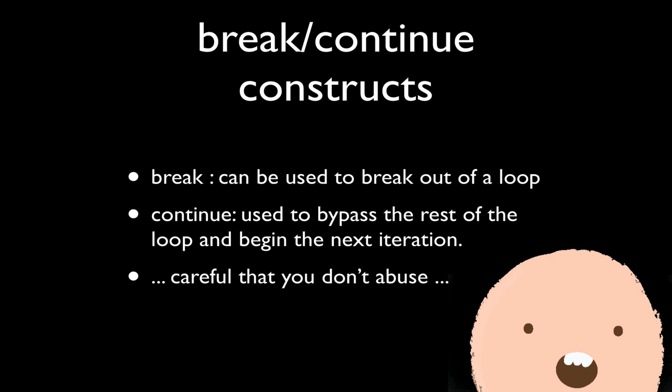Now continue can also be used to modify the control of a loop. So if we have a continue statement, so just continue followed by a semicolon, within a code block associated with a loop, it's basically going to bypass the rest of the code in the block. So everything following that continue statement will be bypassed, and we will return to the top of the loop and begin the next iteration.